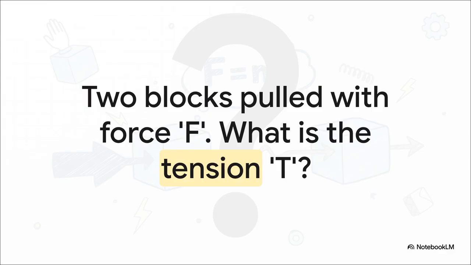Pretty simple. We've got two identical blocks, each has a mass of m, and they're connected by a string. Then we pull the front block with a force we're just going to call F. So the big question is, what's the tension, T, in that string holding them together? Go ahead, take a second.